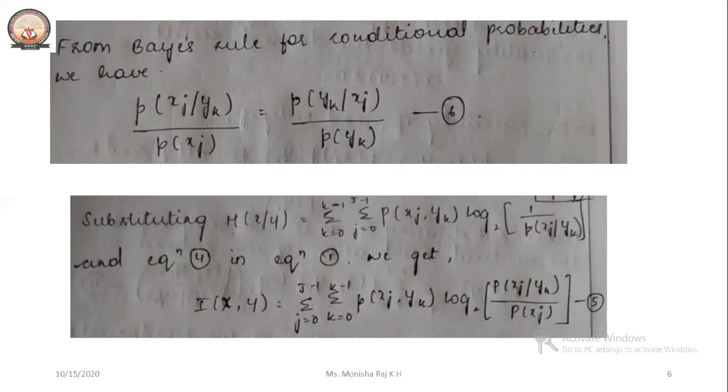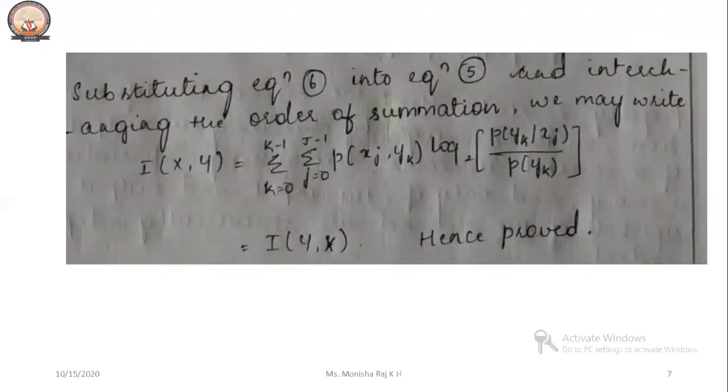and arranging the summation terms, we get an equation for I(X,Y), that is summation k = 0 to K-1 into summation j = 0 to J-1 P(xj,yk) into log of P(yk|xj) by P(yk). This is nothing but I(Y,X). Hence, we have proved that I(X,Y) = I(Y,X). This is about property 1.